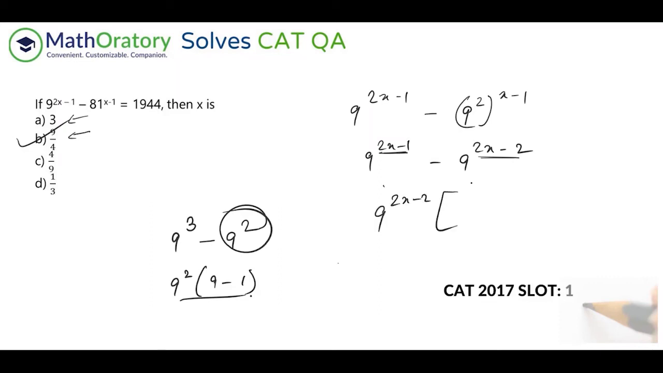What are we left with? You're left with 9 to the power 1 in this case, minus 1, right? Because you're completely taking that in common. So you have 9 to the power 2x minus 2 into 9 minus 1 is equal to 1944. So this is the part you have to solve. There's nothing too much to it. You can simply divide this by 8. So you get 243. So that is the thing.